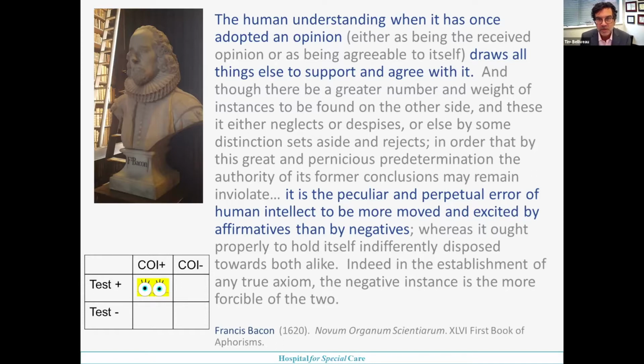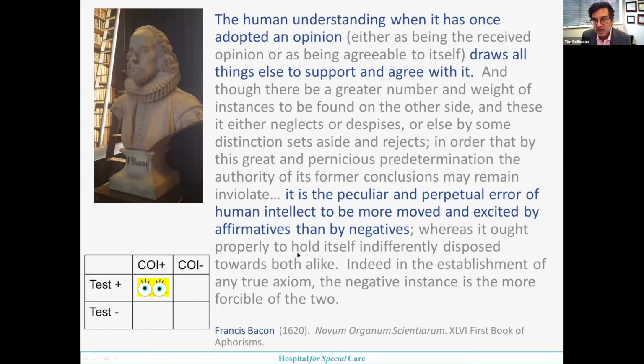The human understanding, when it has once adopted an opinion, draws all things else to support and agree with it. Here we have an early anticipation of what we would now call confirmatory bias. And he goes on to say, it's the peculiar and perpetual error of human intellect to be more moved and excited by affirmatives than by negatives. I think this point captures both the representativeness heuristic or also a saliency bias. These are heuristic biases or shortcuts in mental reasoning, which although they can be useful, may also lead us to making errors in logic.